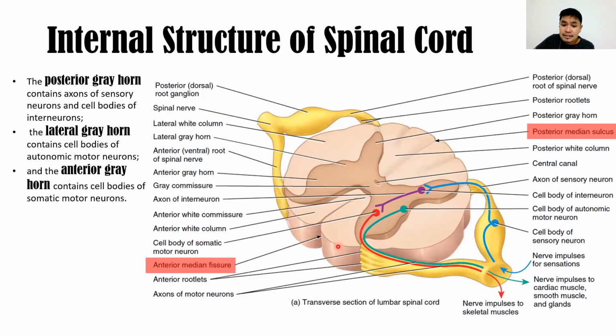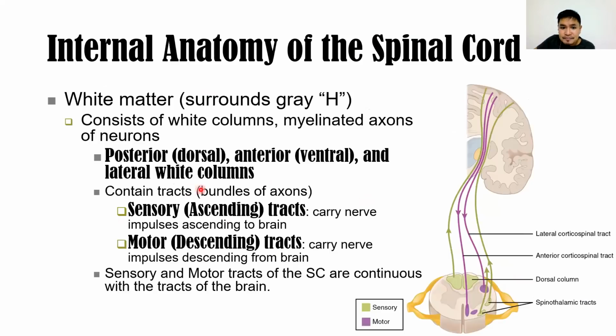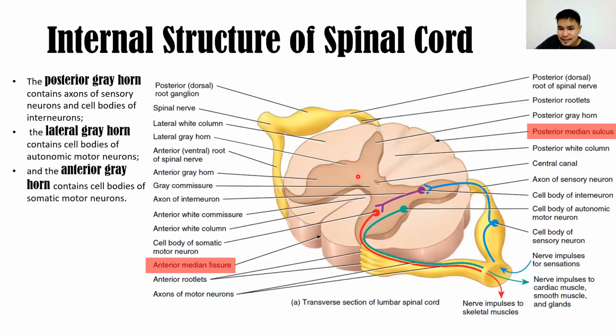Okay, so let's get oriented with the picture. This is a transverse section of the lumbar spinal cord. This is anterior, this is posterior, this is your gray horn, H. This is your gray matter, letter H, surrounded by white matter, and here are your gray horns. Posterior gray horn, lateral gray horn, and your anterior gray horn. Other side, posterior gray horn, lateral gray horn, anterior gray horn. And you have your white columns. What are your white columns? Anterior, posterior, and your lateral white columns.